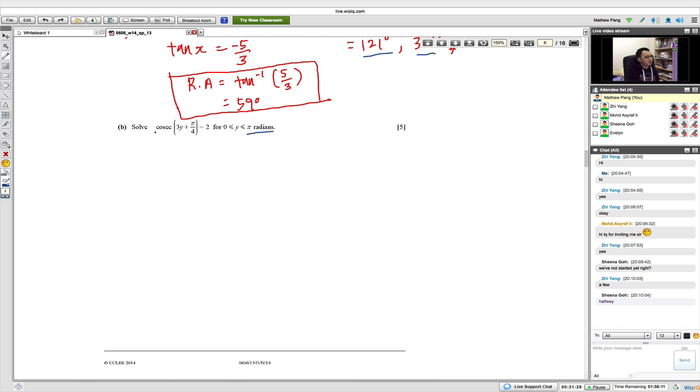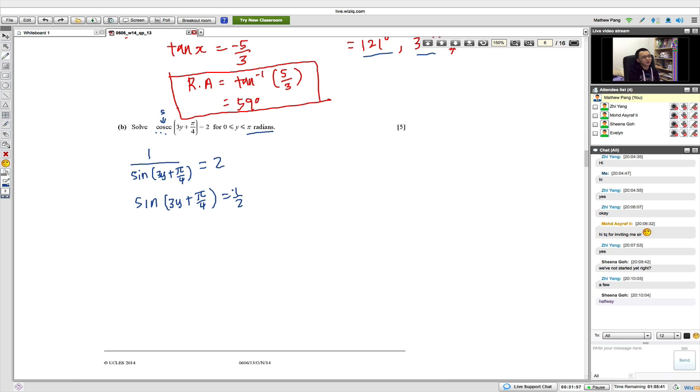First thing, of course, I have to understand cosec. Cosec, you see the third alphabet: 1, 2, 3. The third alphabet is s, right? So that means this is 1 over sine x. So I will change the cosec into 1 over sine x. But my x is actually my whole angle, isn't it? So 3y plus pi over 4 equals 2. Therefore, for sine, I move the 2 to this side, so 3y plus pi over 4 equals 1 over 2.